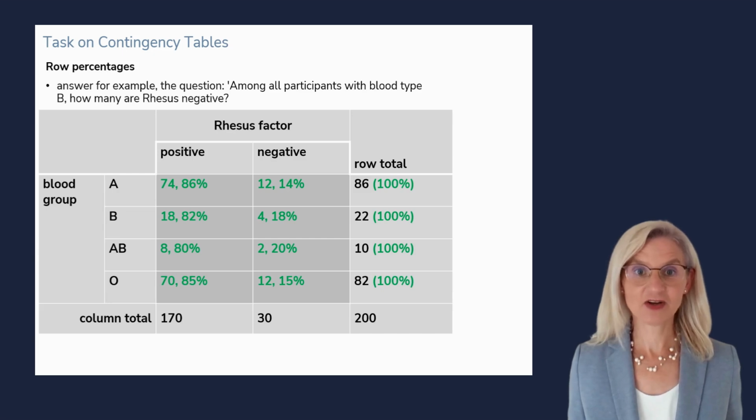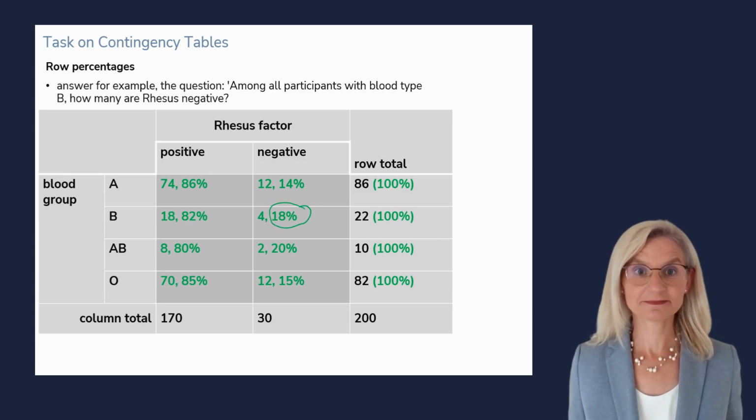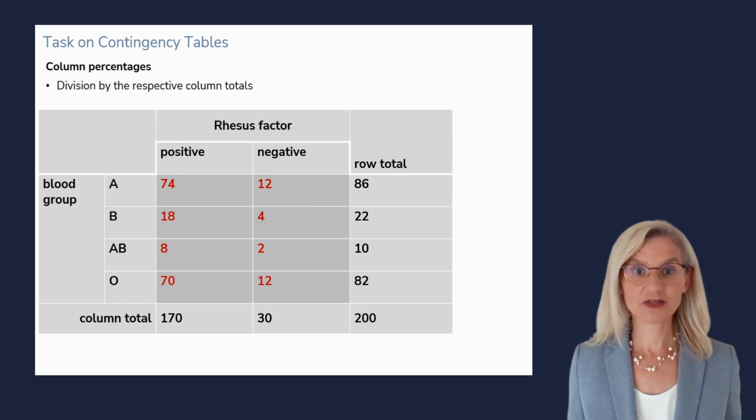Finally, let's look at column percentages. Pause the video and try it yourself. Now we divide each cell by its column total. For example, 74 divided by 170 is about 0.435 or 43.5%. Again, the column percentages add up to 100%.